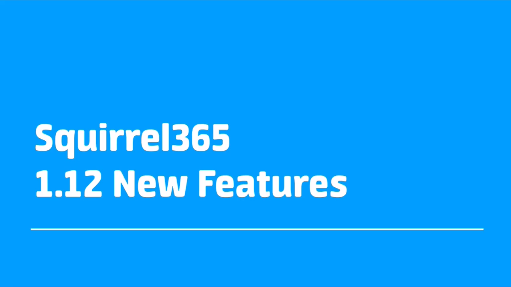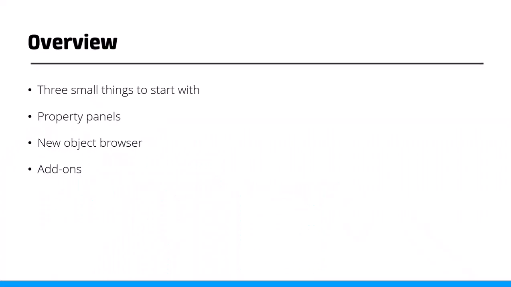Welcome to today's webinar. My name is Donald McCormick, and I will be guiding you through the new features of Squirrel 1.12, and they will break into 4 different sections. First of all, we're going to look at 3 small things to start with. So just 3 of the smaller features in 1.12 to get us started. Then we'll look at some of the bigger features: first the new property panels, then the new object browser, and finally we'll look at the new add-on capability that's been added to 1.12, which really does open up a whole range of capabilities for Squirrel and the Squirrel ecosystem.